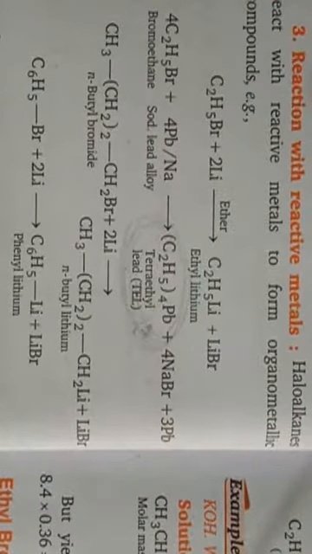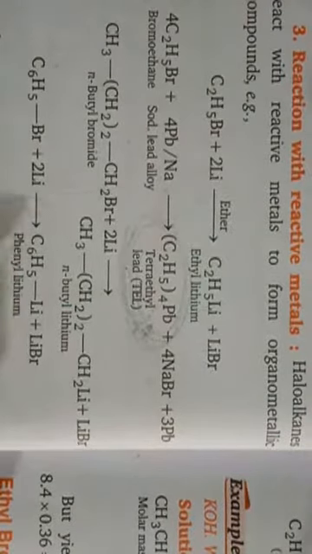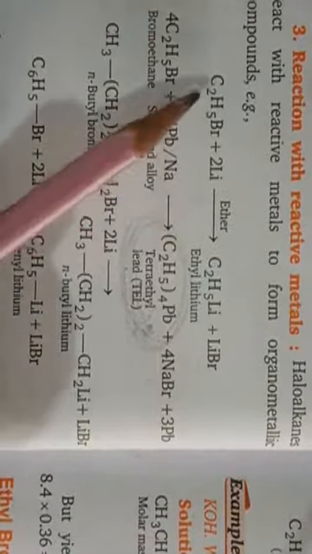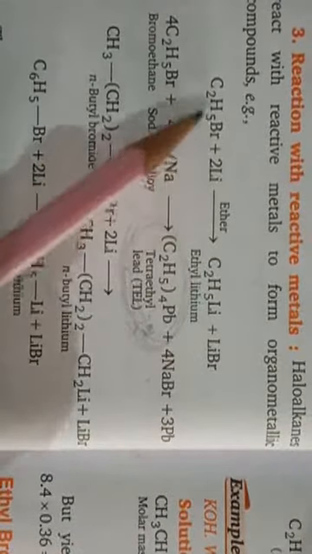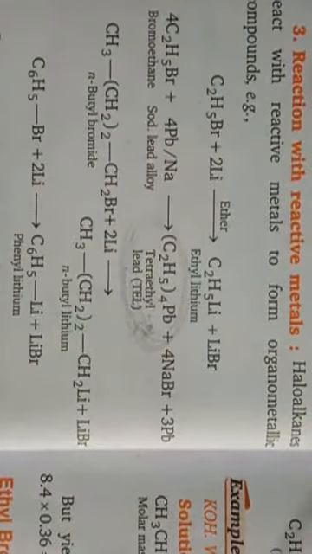Okay children, so these are the chemical reactions of alkyl halides, and in these reactions we have taken ethyl halide as an example in most of the types of reactions.